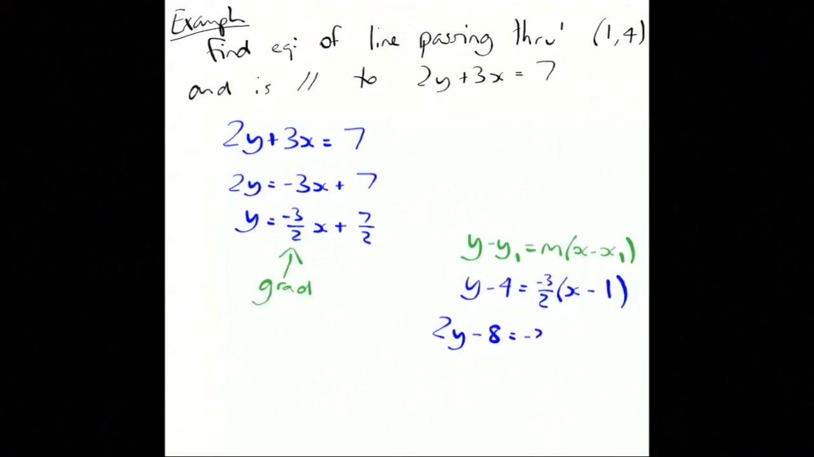Again, you could leave your answer like this, but I'm going to tidy it up. Move the 2 across, I end up with 2y - 8. Expand out the bracket, I end up with -3x + 3. Stick everything onto one side, making it positive, I get 2y + 3x = 11.